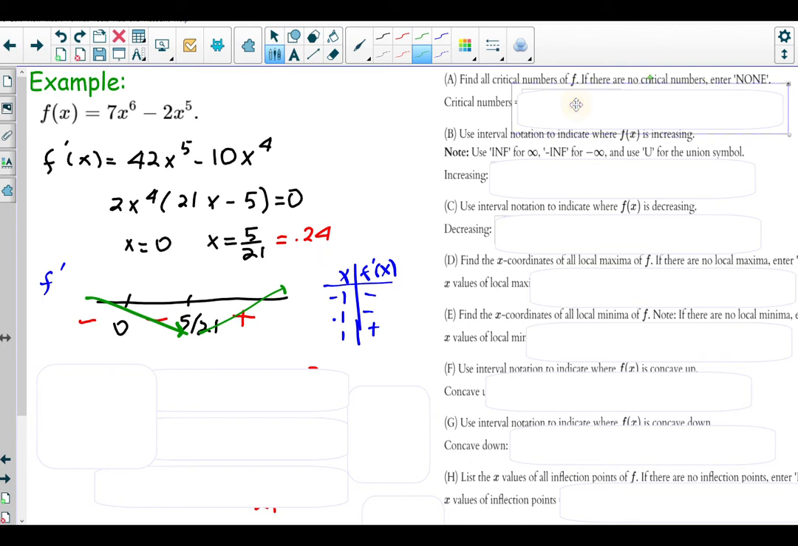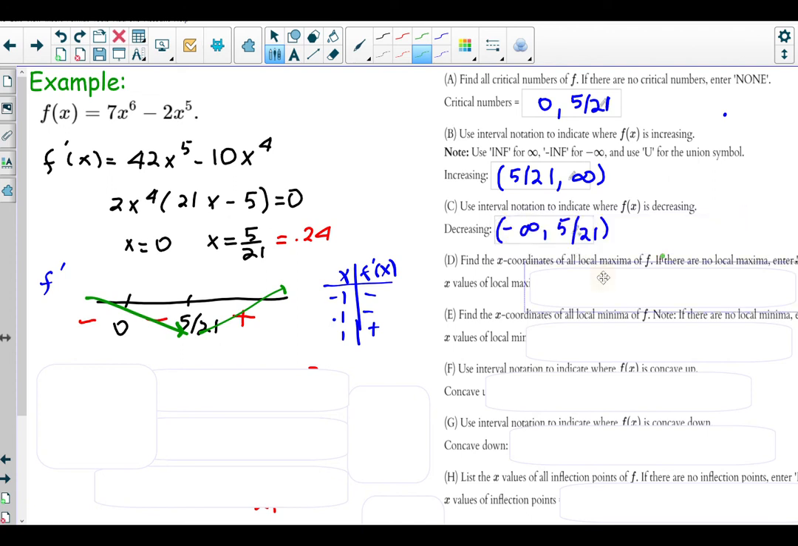So now we can also fill in the blanks here. So we found the critical points. The interval of increase is 5 over 21 to infinity. Intervals of decrease is -infinity to 5 over 21. And there's no local maximum, but there's a local minimum at 5 over 21.